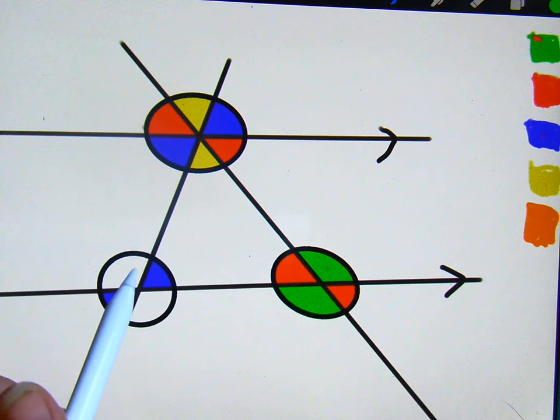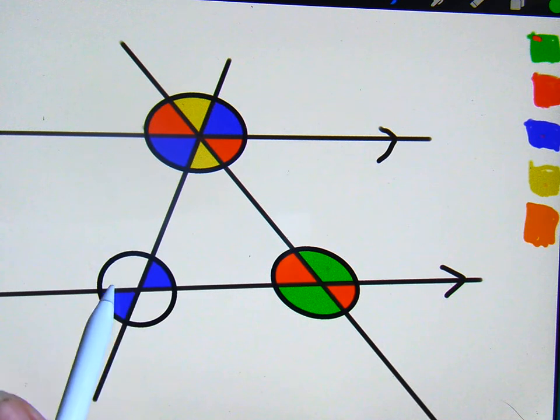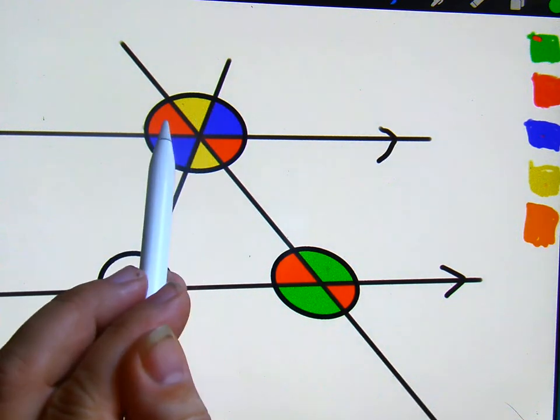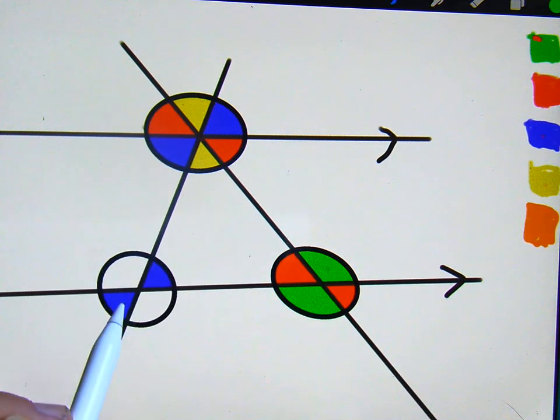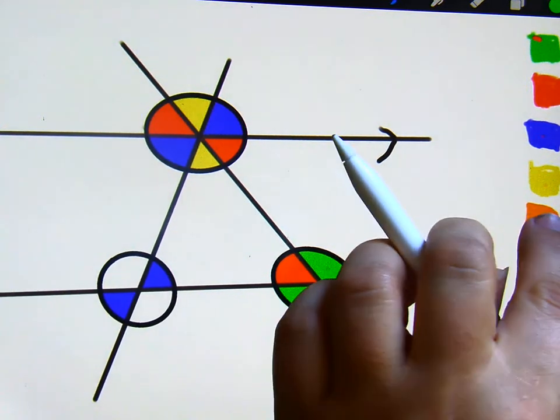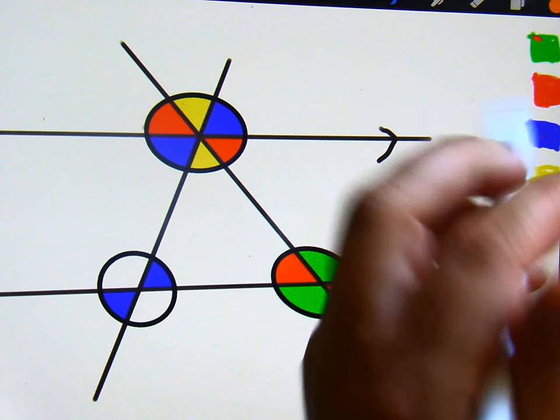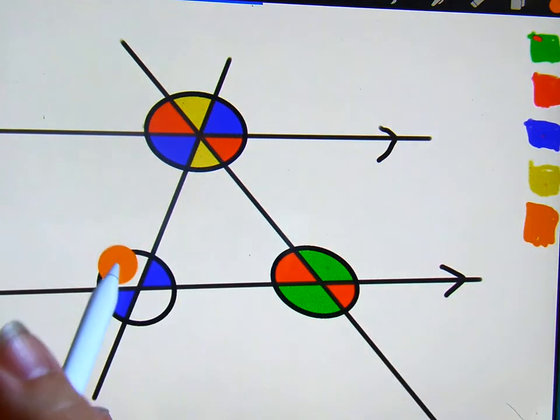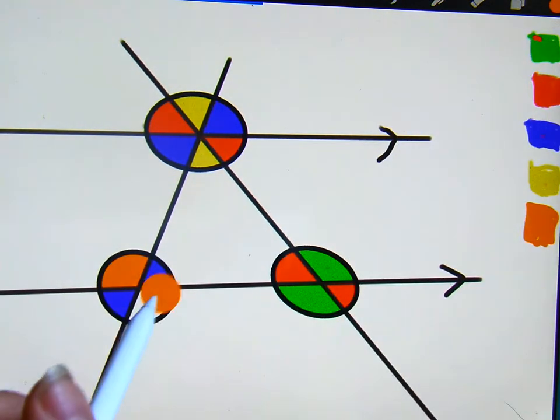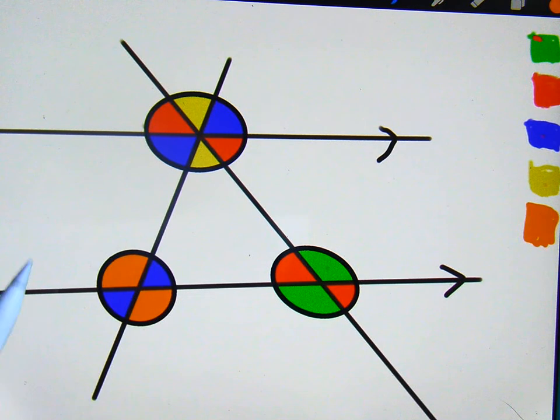So over here, this entire angle here is a mix of yellow and red. So that means this is basically the color orange. And so now we've found all of the angles.